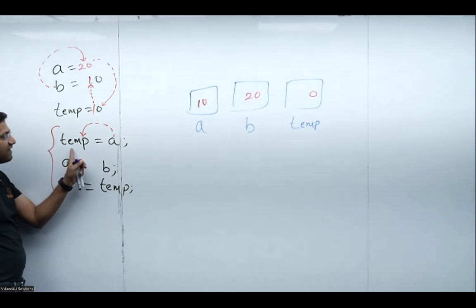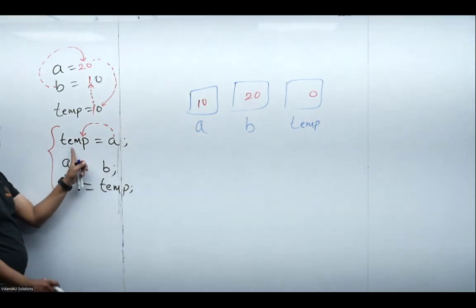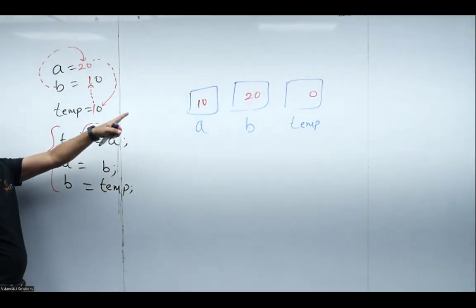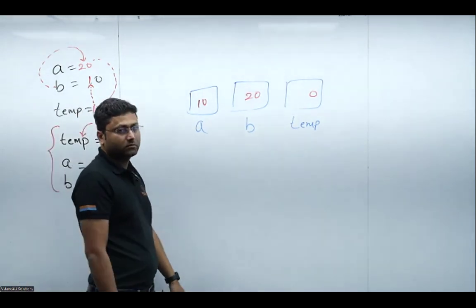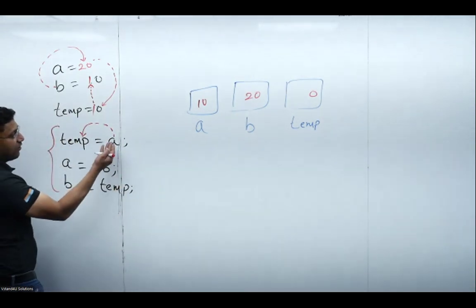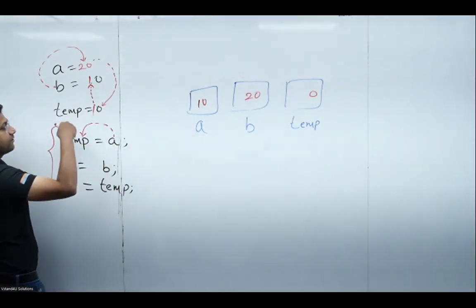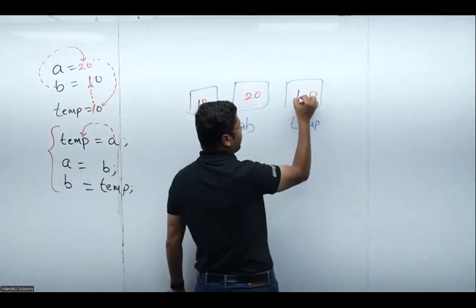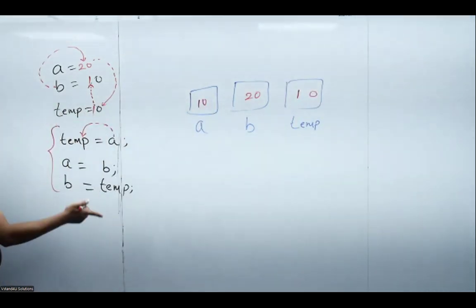From RHS, I have taken value of A, kept it into temp. Got? At this moment, what are the variable values? A, B, temp. After taking the value of A, which is 10, and keeping it into temp, temp value is, agree? Temp became 10. Done? Moving forward, next line.